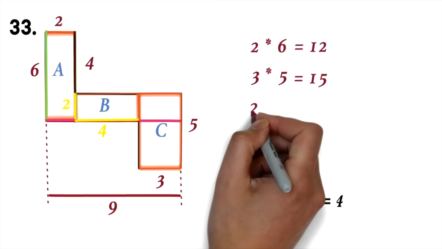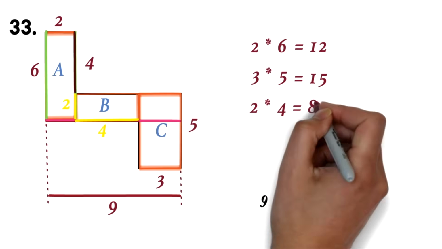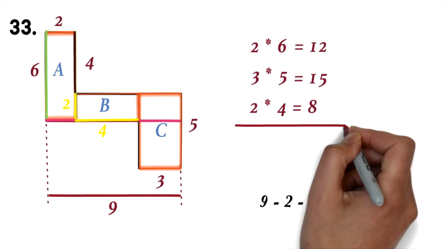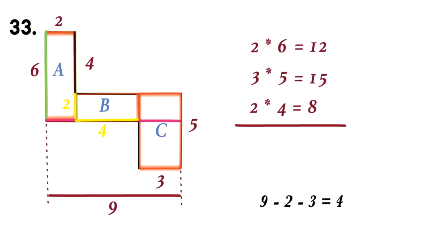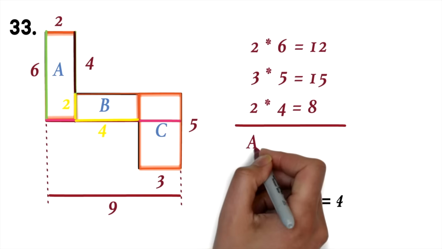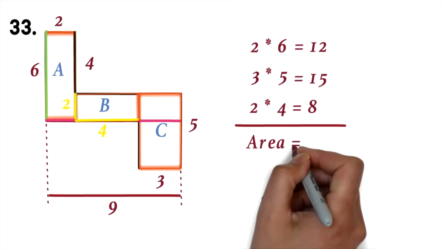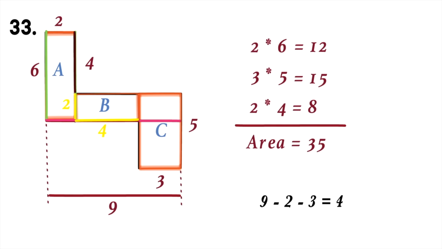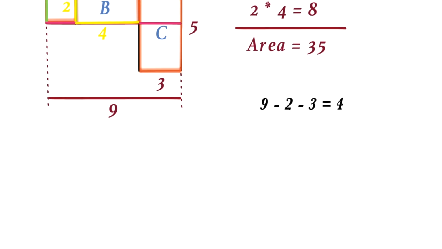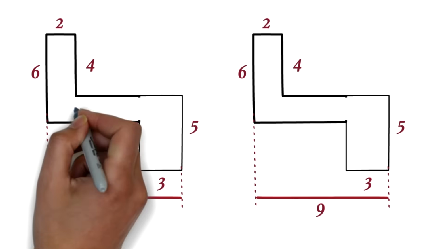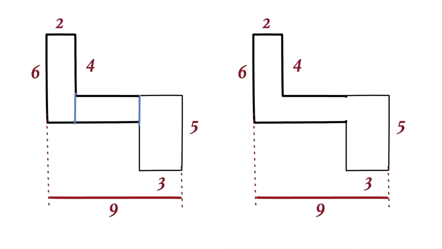We multiply the 2 by the 4 to get 8. We add the area of the 3 triangles, 12 plus 15 plus 8, to get 35 as the area. Where you draw your lines is really up to you, but you must make sure you find the sides after drawing the lines. I chose to draw my lines here and here.